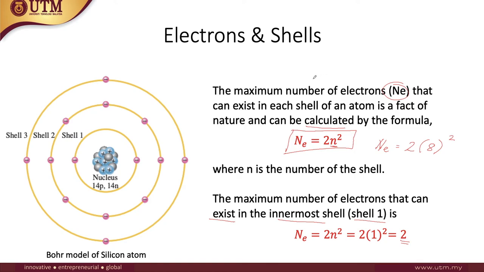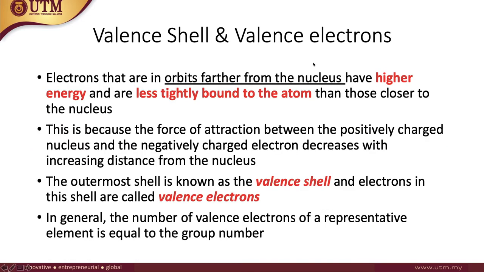All right, next, let's look at what a valence shell and valence electron are. Electrons that are in orbits far from the nucleus have higher energy. What is the meaning of higher energy? It means that electrons located far from the nucleus can move very freely because they are more energetic. Why? Because they are far from the nucleus, the attraction between the electrons and the nucleus is less. So these electrons are less tightly bound to the atom than those closer to the nucleus.